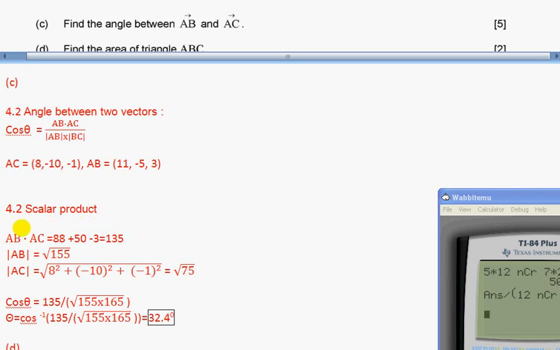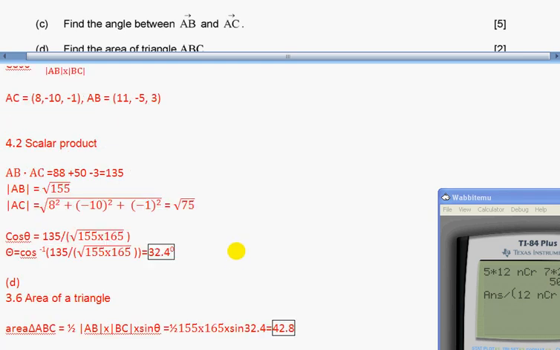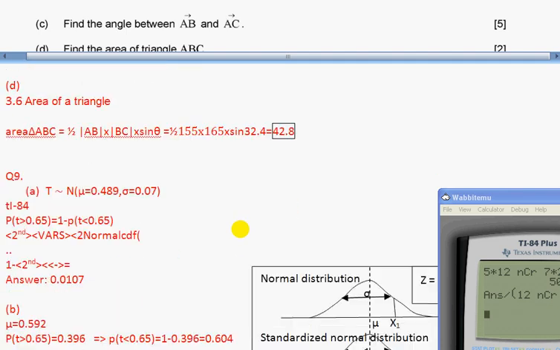Then you calculate the magnitude of AB and of AC. AB you already know, AC you calculate. Then you put everything into this formula, and theta will be found as an inverse function. Area of triangle, again section 3.6, half AB AC sine theta. So this is the answer. This question is over.